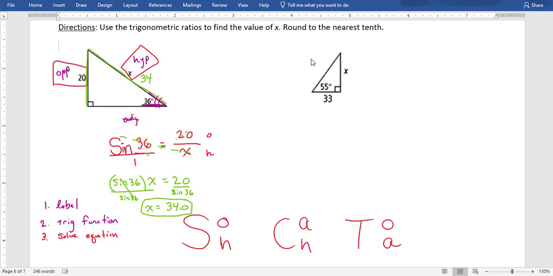Let's follow each step. So step 1, label. Here's my angle, 55. I'm going to label hypotenuse. I'm going to label adjacent. And I'm going to label across from the 55, opposite. Step 2, decide which one you need.